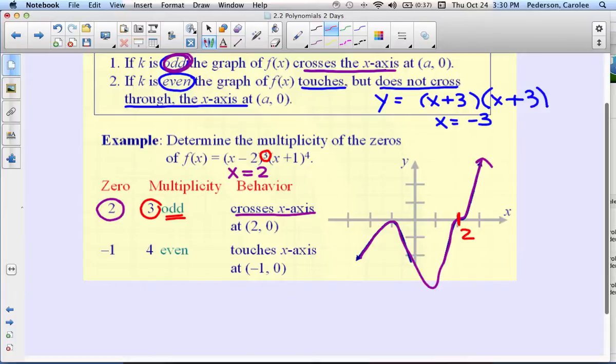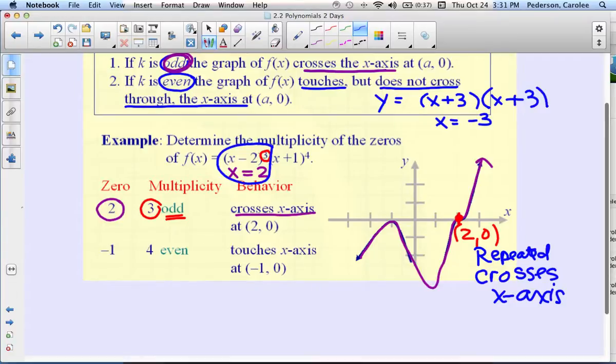At 2, we have an x-intercept. It's also a repeated zero, and it crosses the x-axis. And that's because of this piece right here.